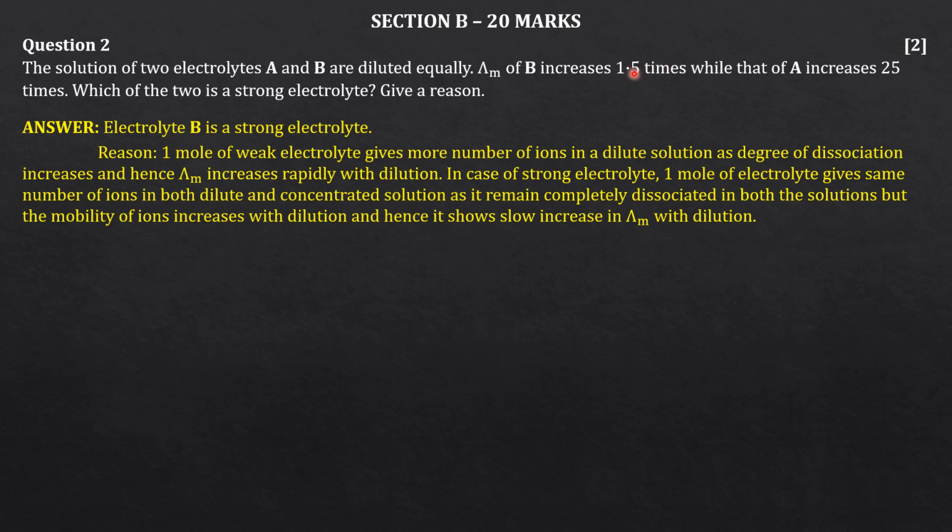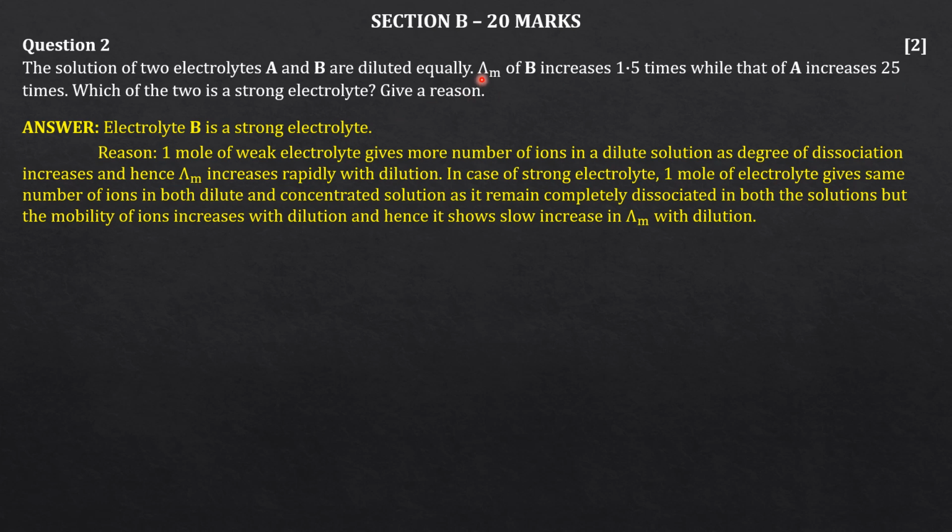So for one it is increasing by 1.5 times, for the other 25 times. So here the important thing that you have to remember is how molar conductance and specific conductance change with dilution for strong electrolyte as well as weak electrolyte. For strong electrolyte the molar conductance increases slowly, for weak electrolyte it increases rapidly, and specific conductance decreases. Now it is decreasing rapidly for strong electrolyte and decreasing slowly for weak electrolyte.